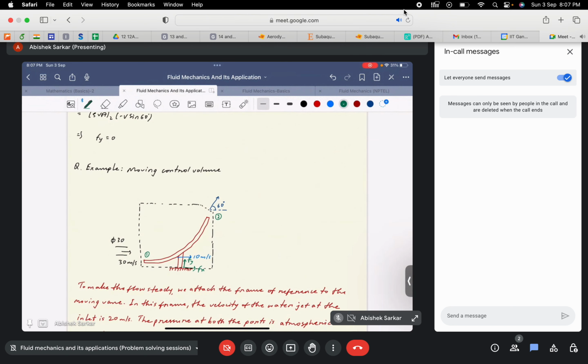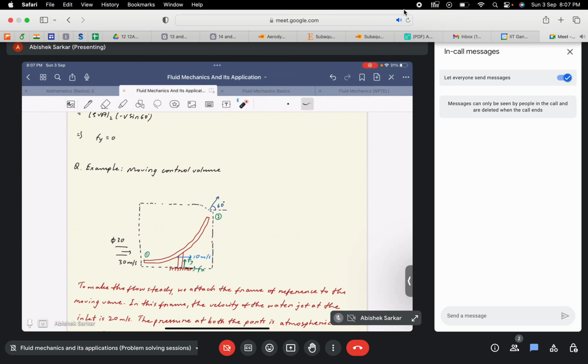So let's go to the next example. Again, this is an example of a moving control volume. Here, this essentially clears the concept regarding the relative velocity. We were discussing the term in the bracket, the VR dot n cap term, where VR is the relative velocity of the fluid with respect to the control volume, right? An example where the control volume is moving will give us a clear picture of how the VR dot n cap term comes into the picture, and how the concept of relative velocity comes into the picture while dealing with momentum conservation in case of fluid flow.